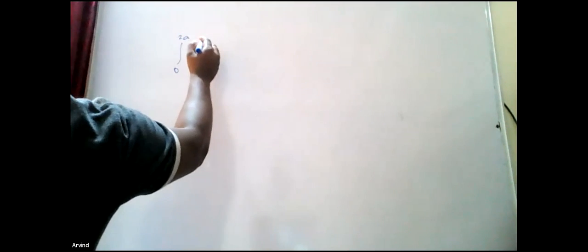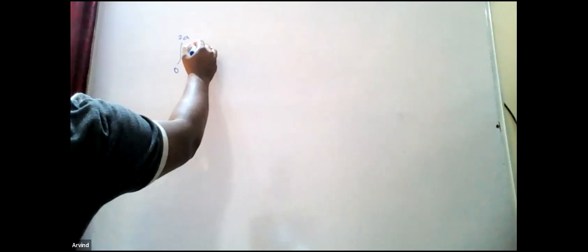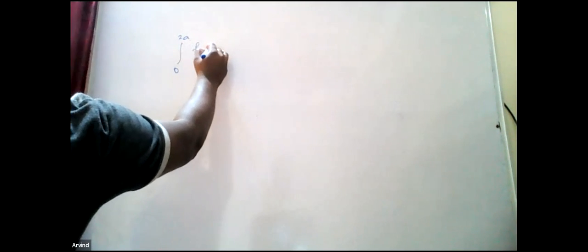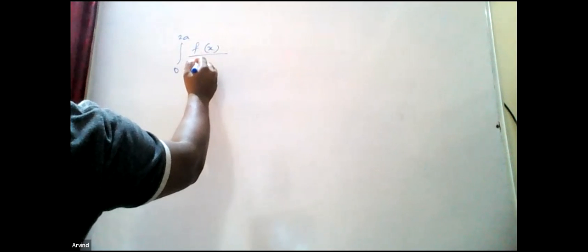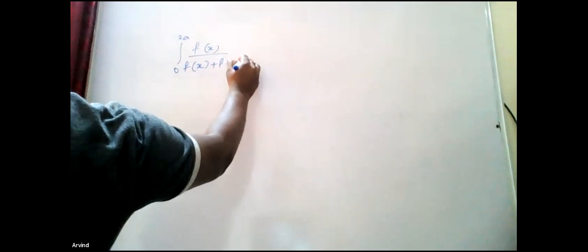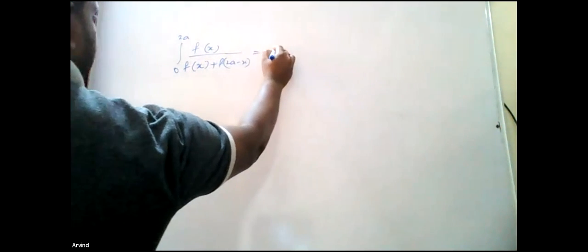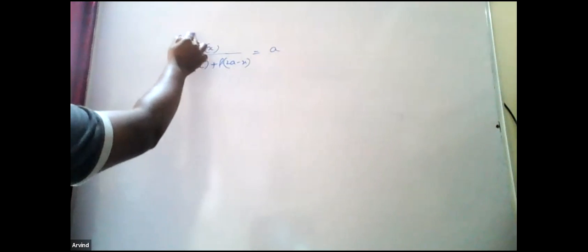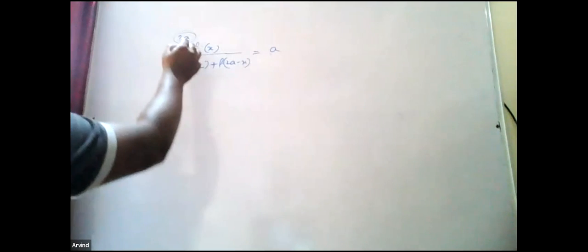The integral from 0 to 2a of f of x divided by f of x plus f of 2a minus x will be equal to a. Whatever is here, half of it. 2a means a; suppose it is a, then it is a by 2. This is the formula, one of the formulas which you are going to use.